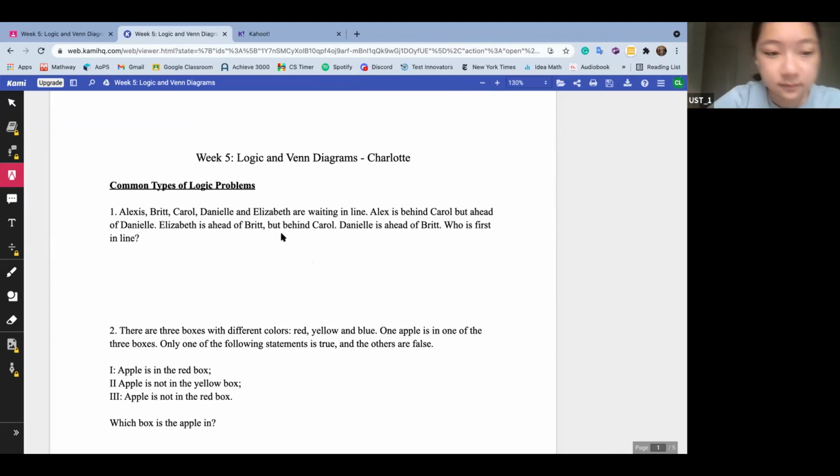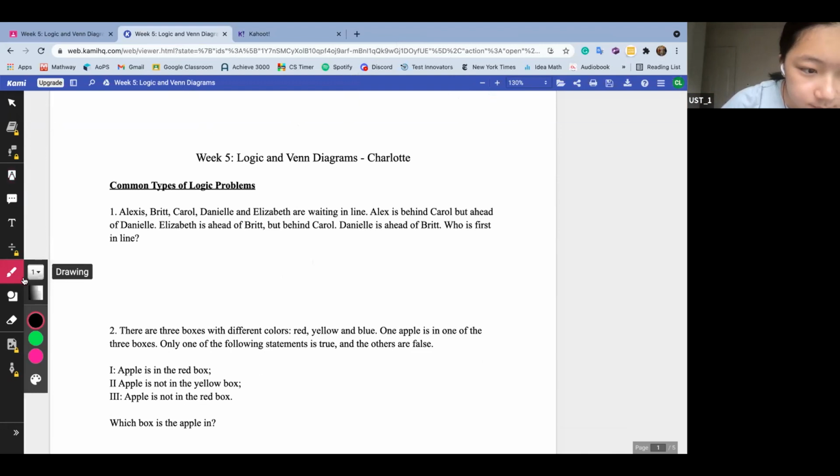Okay, so if you have tried the answers, I'm going to explain now. First of all, instead of writing their names, we can just use A, B, C, D, and E. So Alex is behind Carol, but ahead of Danielle. Alex is here. Alex is behind Carol and ahead of Danielle. So this would be the order of them.